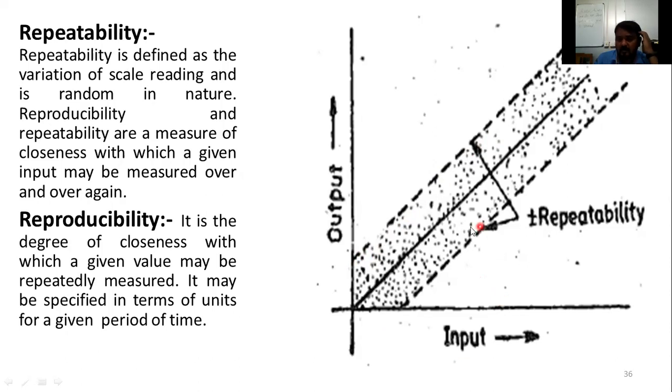Suppose the first time you wrote the exam you got 60%, you are not satisfied with 60%. Next, again you will write the exam, but it may be 60% or it may be 50 or it may be 80. Yes or no? Plus or minus range is there. Yes sir. That is called repeatability.